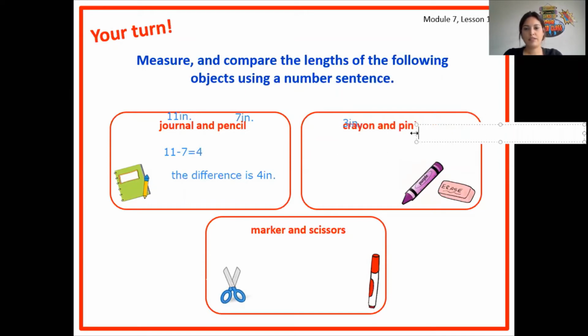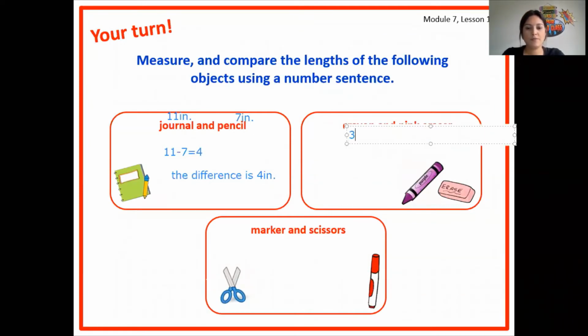And my pink, I'm gonna put this down here. My pink eraser, let's see, inches. Start right here at the top. And that is about how many inches? Do you see that? Oh, it's right on the, let's say 2 inches. That one's easy, right? Oh, I don't know what happened there. 3 inches. So my crayon is 3 inches and my pink eraser is 2 inches.